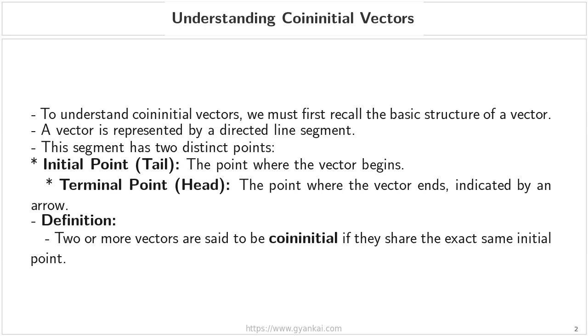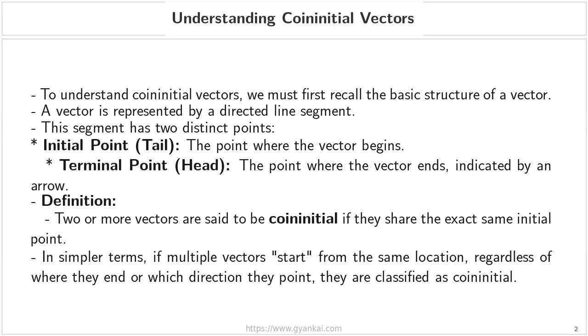We say that two or more vectors are coininitial if they share the exact same initial point. To put that in much simpler terms, if you have a group of different vectors and they all start from the very same location, they are classified as coininitial. It doesn't matter if they are pointing in completely different directions, and it doesn't matter if one is much longer than the other. As long as that starting point, the tail, is identical for all of them, they are coininitial. In the next slide, I'll show you a geometric way to visualize exactly what this looks like.